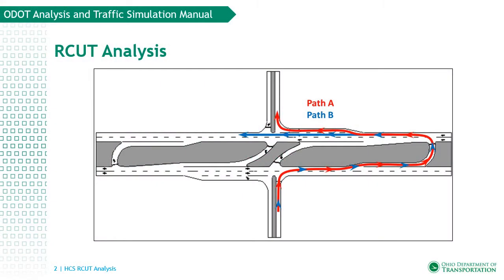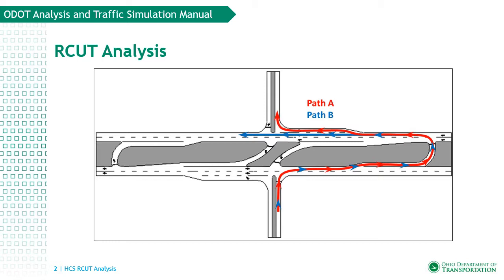The restricted crossing U-turn, or RCUT, intersection differs from a conventional intersection by eliminating the left turn and through movements from the cross-street approaches. To accommodate these movements, the RCUT intersection requires drivers to turn right onto the main road and then make a U-turn maneuver at a one-way median opening.